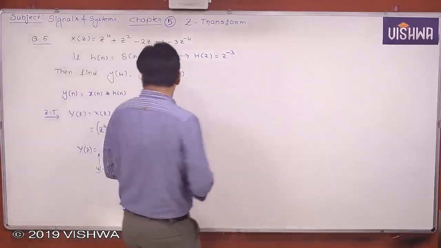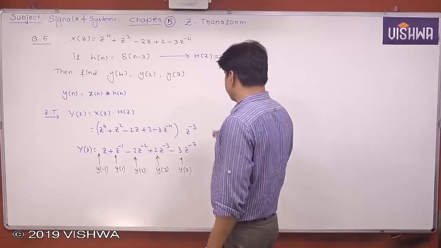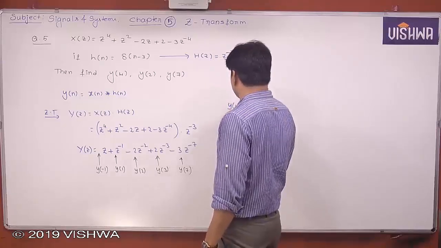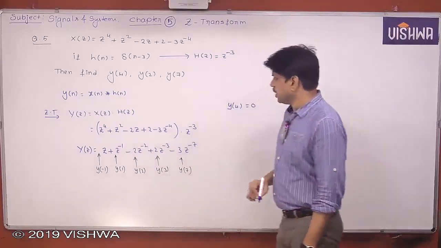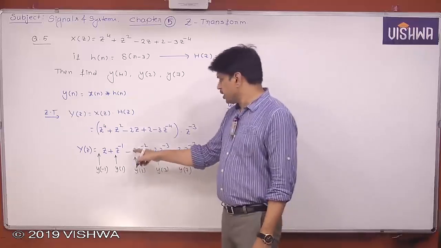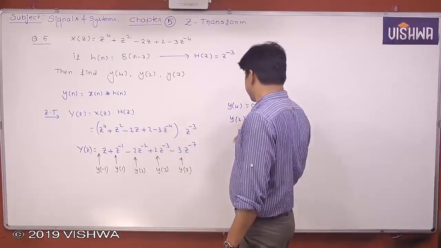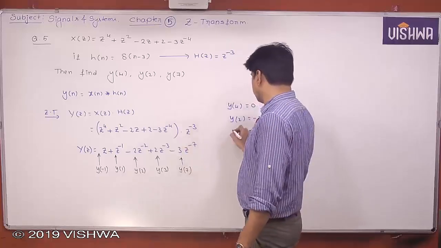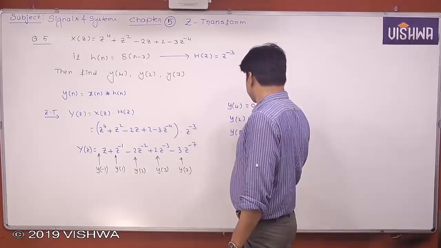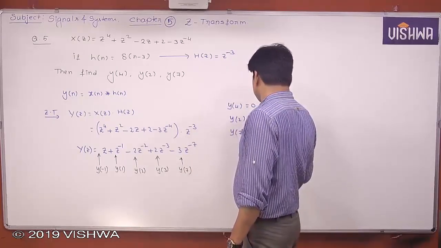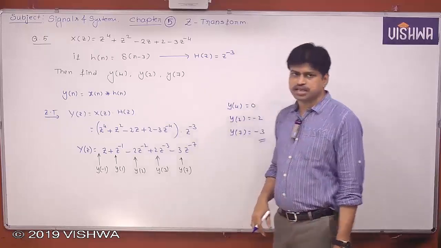First, y of 4, which is not there. So y of 4 is equal to 0. Next, y of 2. Y of 2 is here. Y of 2 is equal to minus 2. What is y of 7? Minus 3. Y of 7 is equal to minus 3. So these are the answers. Clear? Check it.